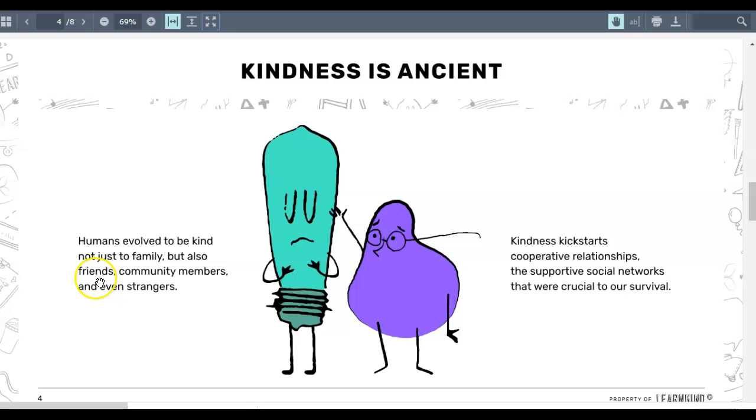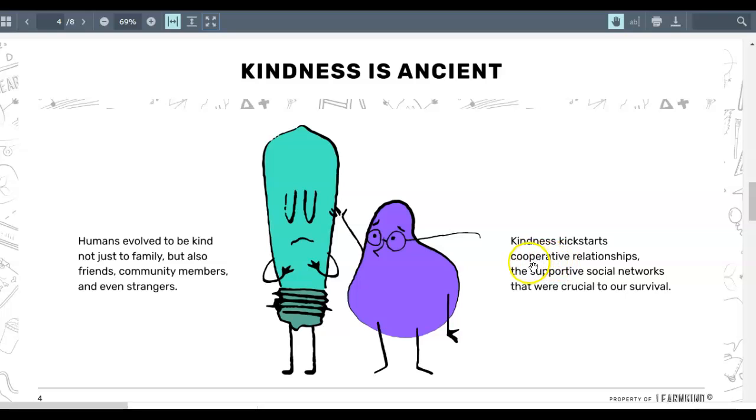So you're kind to your friends and your family, of course, but being kind to community members, people who live around you. Community members for you guys are the people in school even, right? Being kind to those people and being kind to strangers, right? All those things separate us from the animals and give us our humanity and help to keep our humanity going forward. Kindness can also kickstart cooperative relationships.